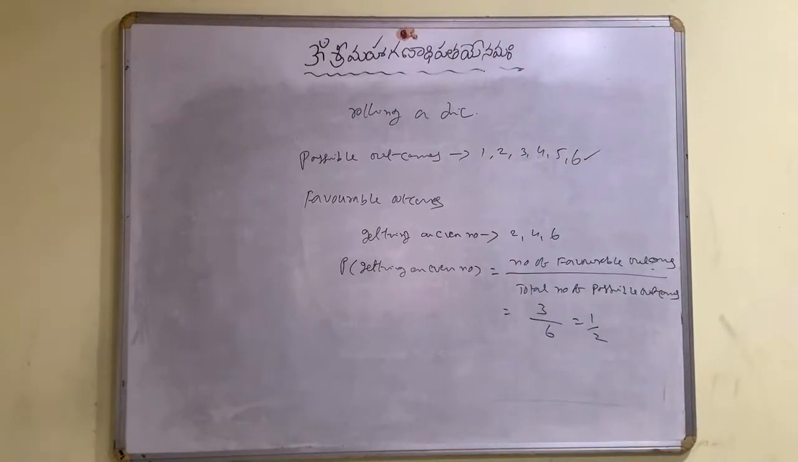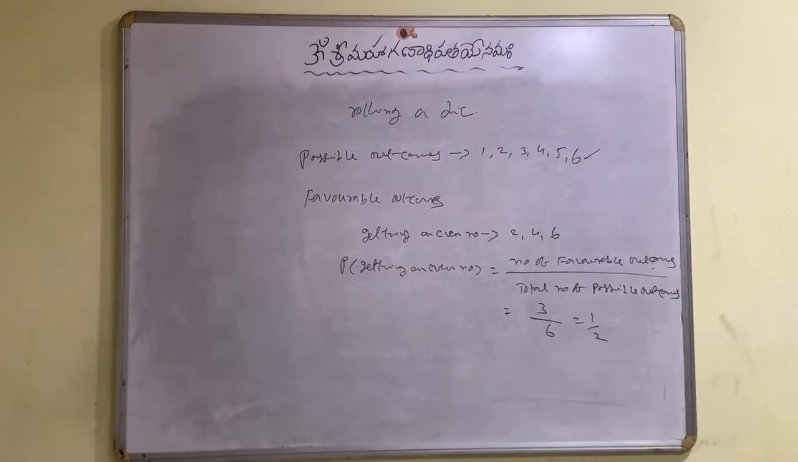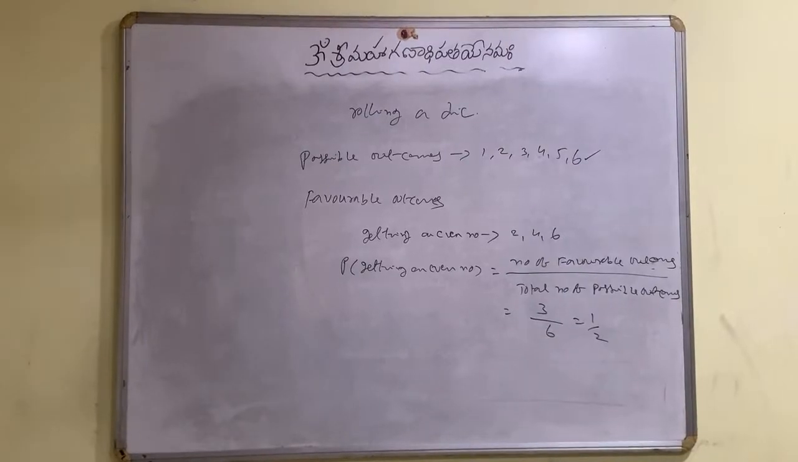Your classwork must be like this. Possible outcomes 1, 2, 3, 4, 5, 6. Favorable outcomes. In the favorable outcomes, you have to write the event, getting an even number. Like that. Note down this.